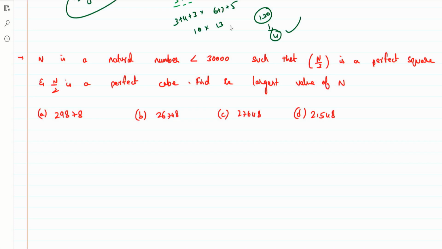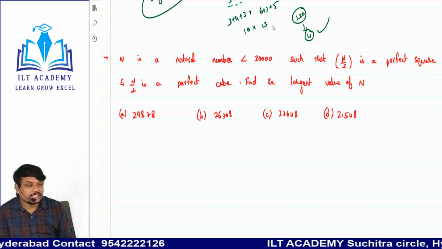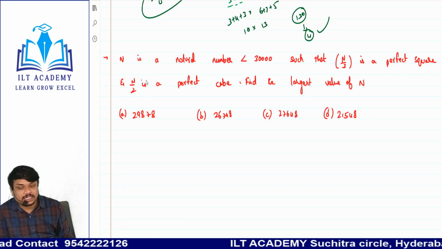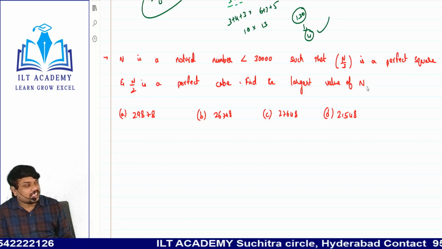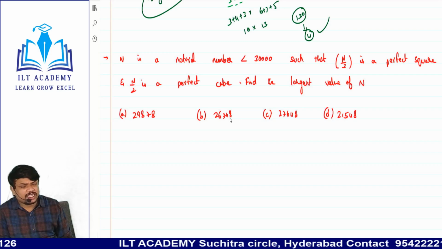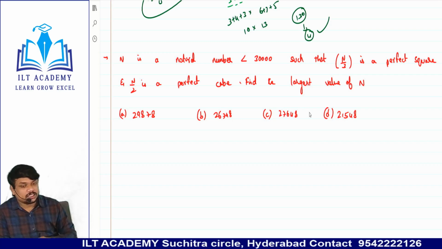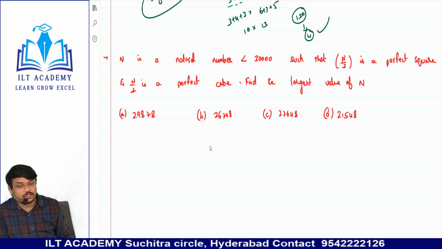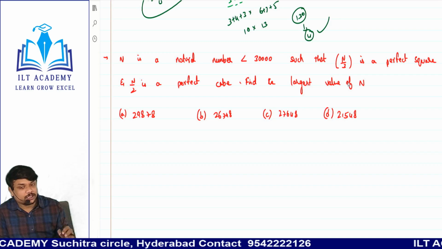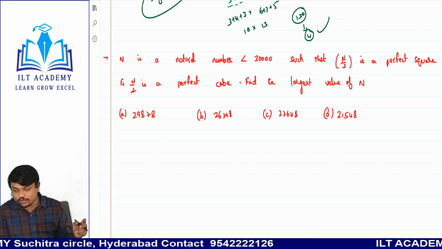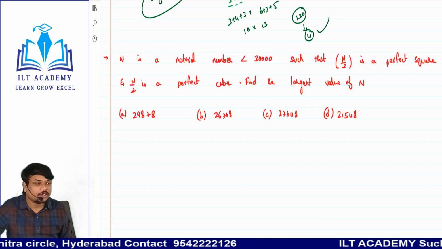Now see, n is a natural number less than 30,000 such that n by 3 is a perfect square and n by 2 is a perfect cube. Find the largest value of n. You can do it directly, n is one of these four options, so substitute n directly. 26,748 divided by 3, whether a perfect square comes or not, a perfect cube comes or not. Now if you do it, we will generally take a calculator, clear.